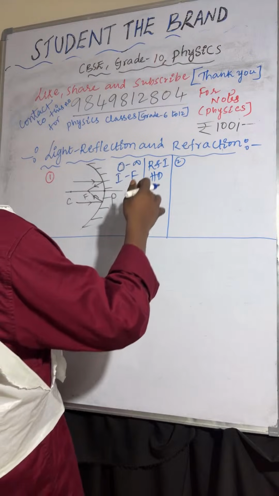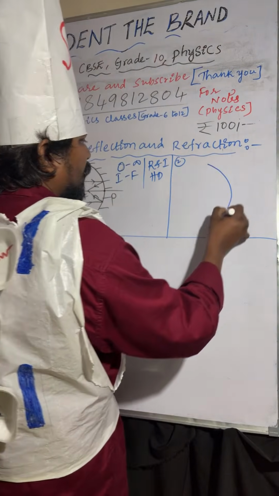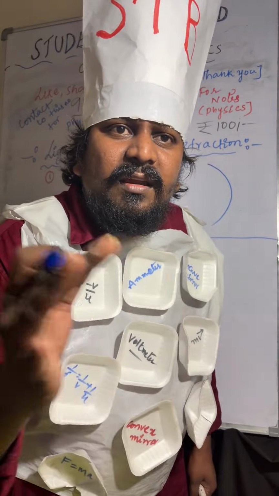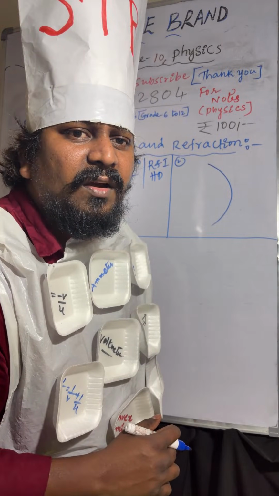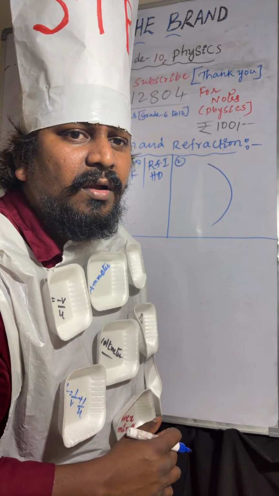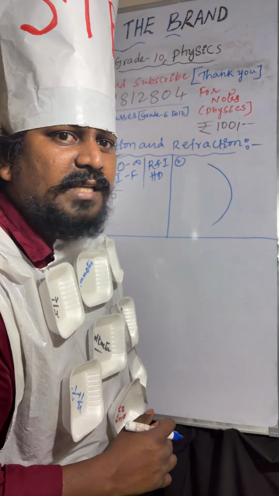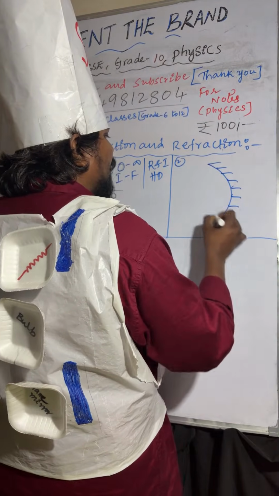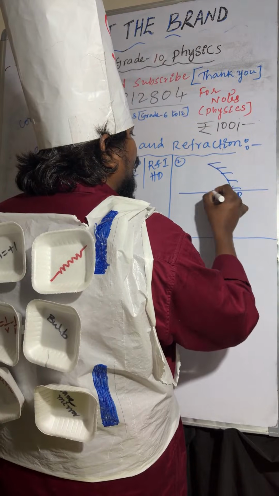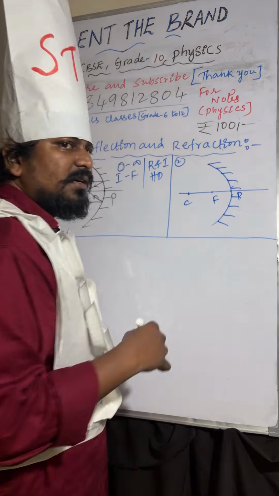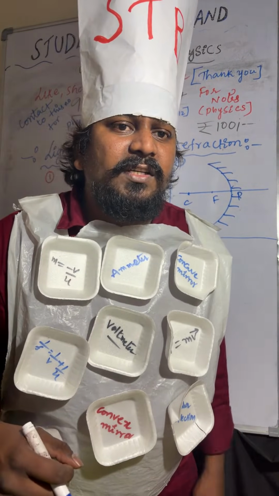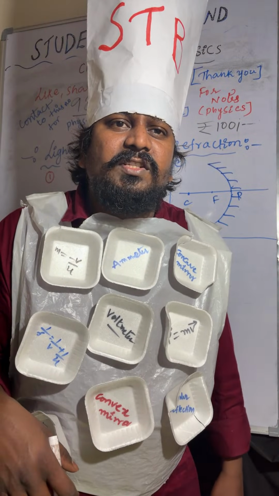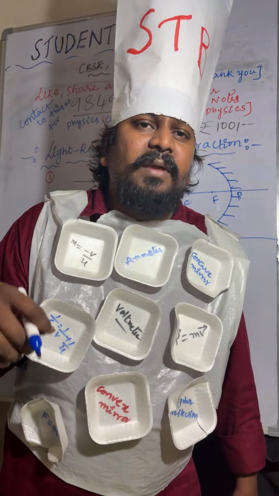What is this type of mirror? Concave mirror. Yes or no? And the second one: pole, focus, and center of curvature. The object is placed beyond the center of curvature.